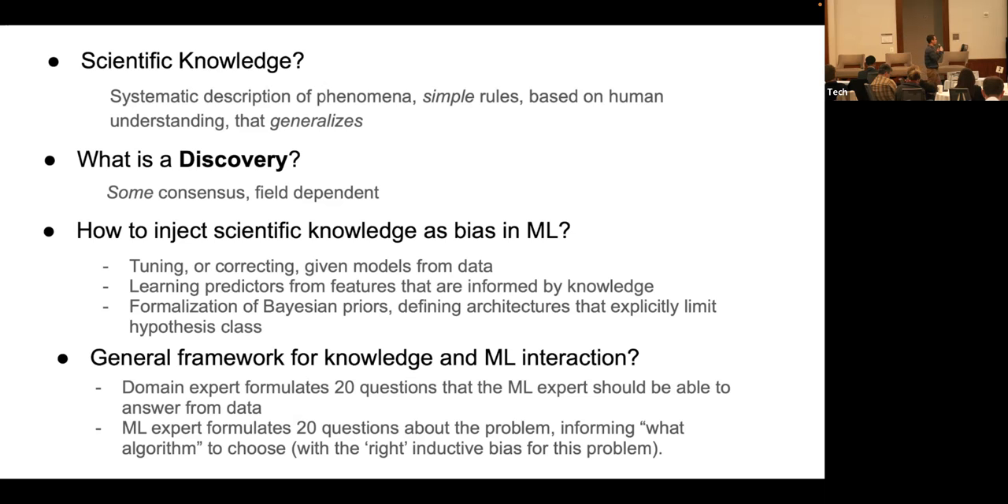You could actually ask the machine learning expert to formulate 20 questions about this problem that the domain expert will answer. These could be of the type, what kind of invariances do you expect in your problem? What kind of physical properties should I look for? And those would in turn inform the development of different learning algorithms or different hypothesis classes.